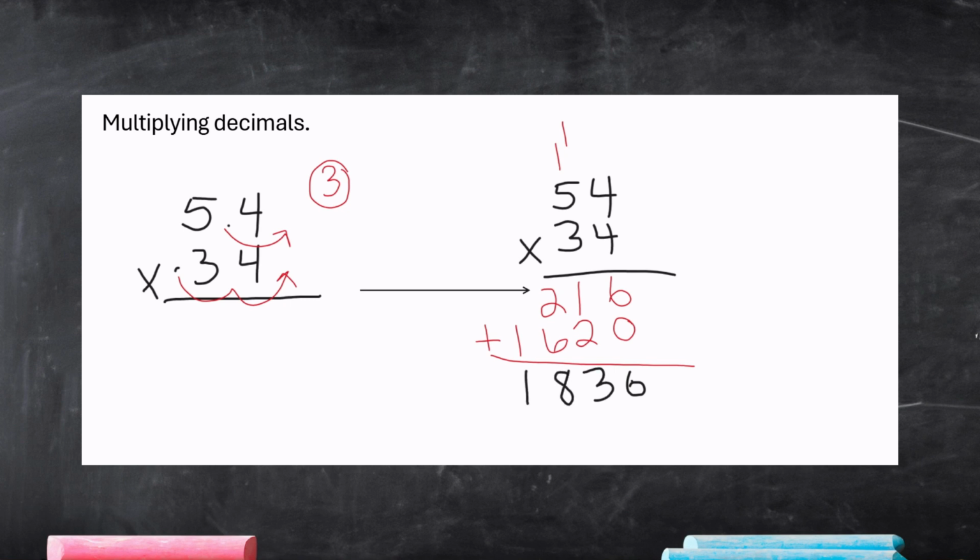At this point, all we have to do is jump that decimal back into the answer 3 times because that's what we jumped out at the beginning.